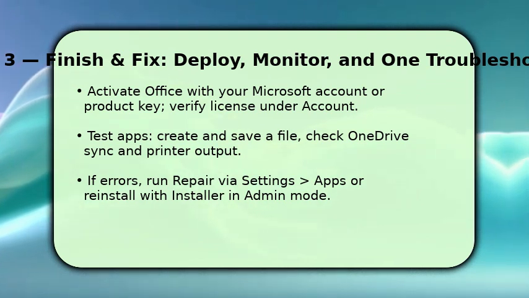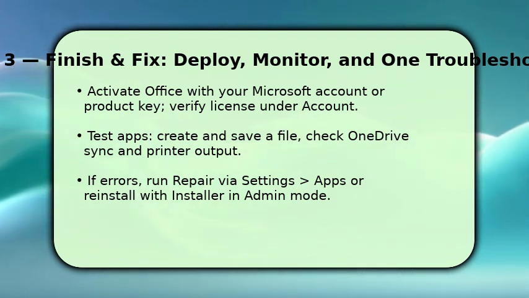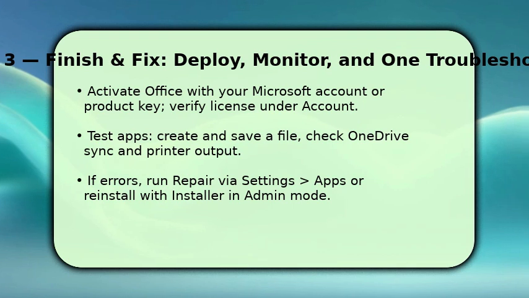Test functionality. Create a Word doc, save it to OneDrive, and print to confirm device integration. If something fails, use Settings apps to run Quick Repair first. If that doesn't work, choose Online Repair or reinstall with the installer run as administrator.